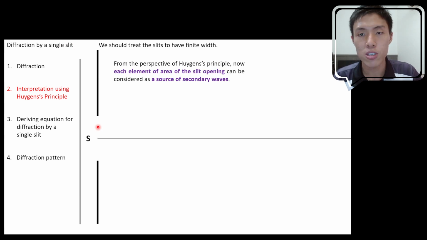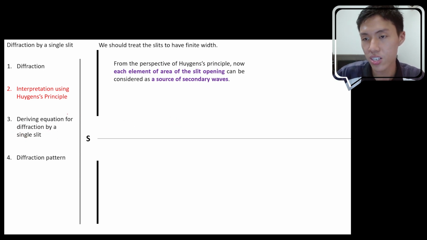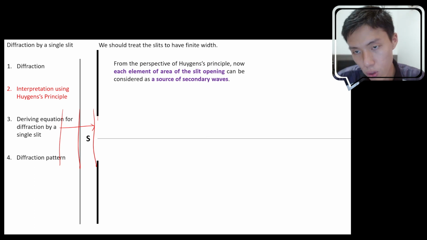So from the perspective of Huygens' principle, each element of area of the slit opening can be considered as a source of secondary wave. You know that the wavefront will be coming from the left, moving towards the right. Maybe I can sketch it. There's a wave coming in this direction. When the wave reaches this point, only a small portion of the wavefront can pass through, like I mentioned earlier. Only this much of the wavefront can pass through.